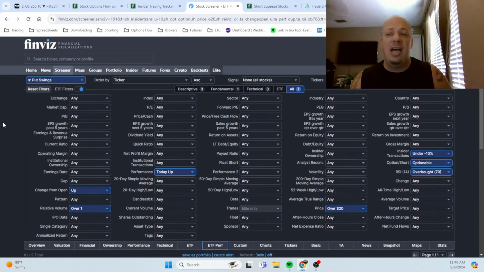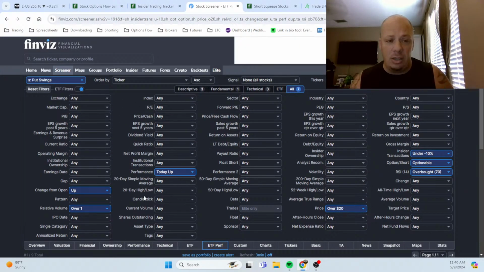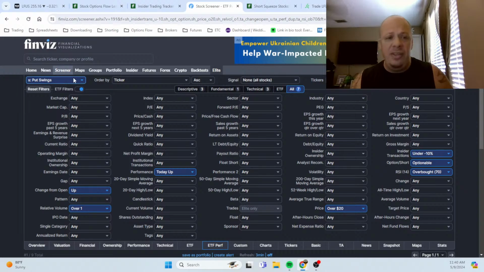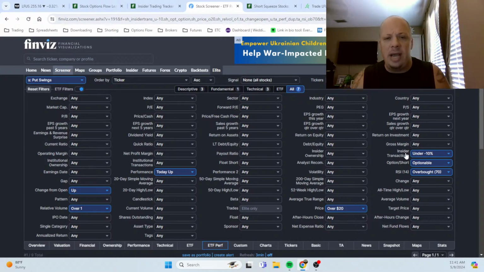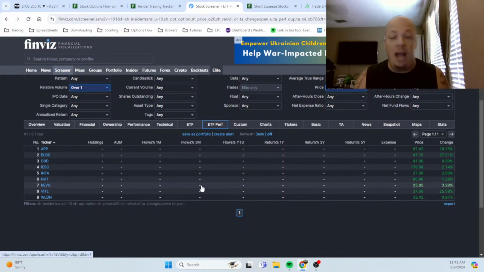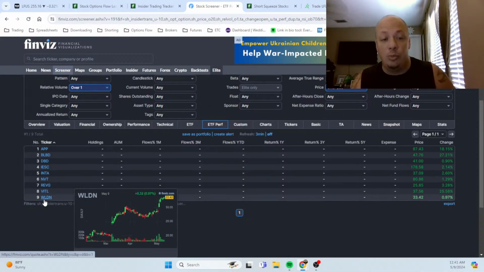Okay, but on the other side of the fence, we have a lot of things to look at. So this will be the other side, the put side. Change from open up, relative volume over 1, performance is up over $20. Once again, we want to have good plays. RSI is overbought, and optionable. So this shows that everything is just taken off. But for some reason, the insiders are starting to reduce their positions. And using this indicator, I've been able to find some really nice swings.